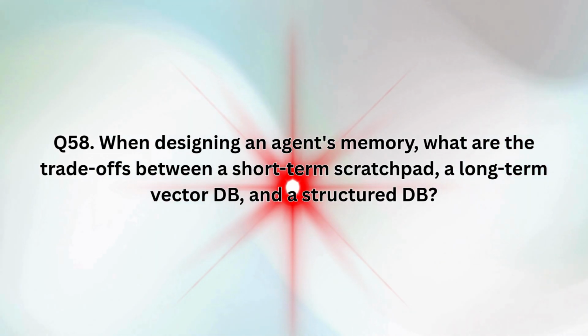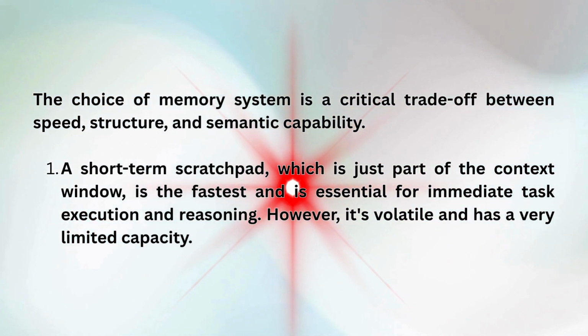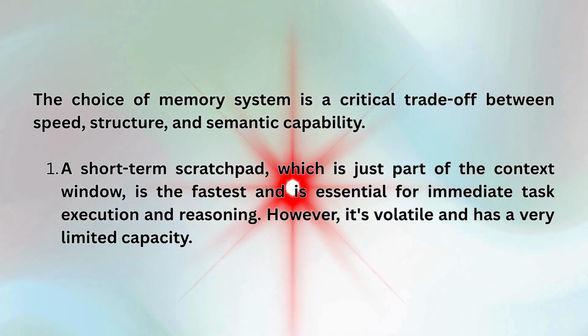When designing an agent's memory, what are the trade-offs between a short-term scratchpad, a long-term vector DB, and a structured DB? The choice of memory system is a critical trade-off between speed, structure, and semantic capability. 1. A short-term scratchpad, which is just part of the context window, is the fastest and is essential for immediate task execution and reasoning. However, it's volatile and has a very limited capacity.